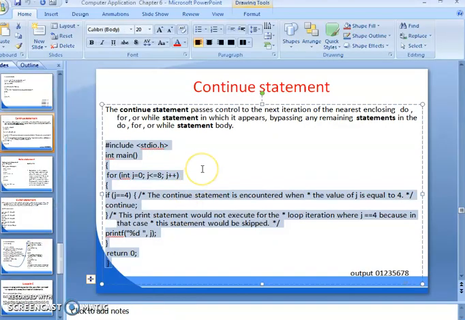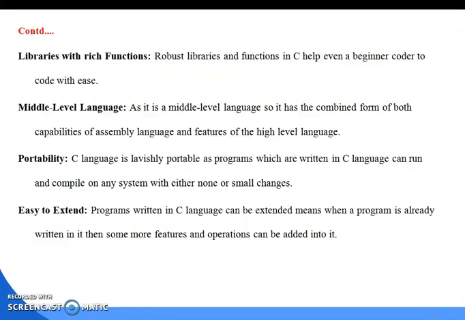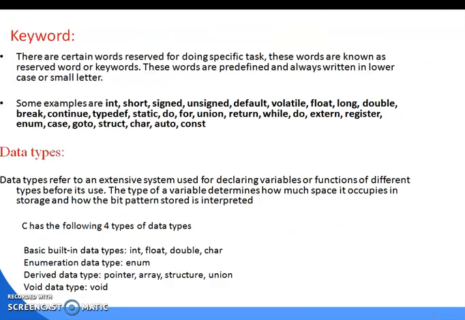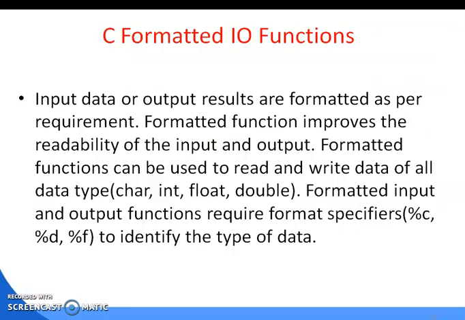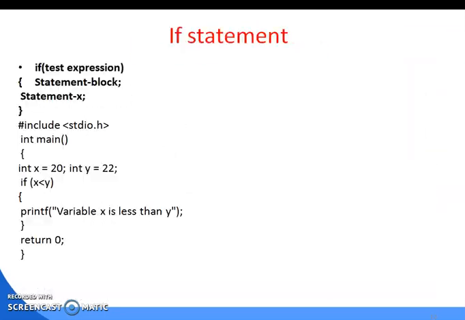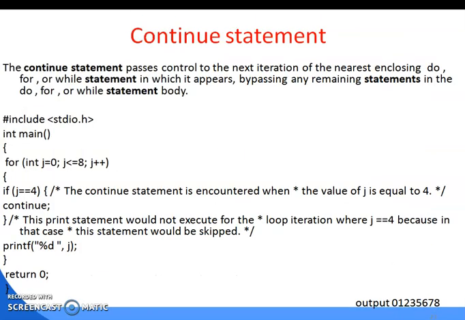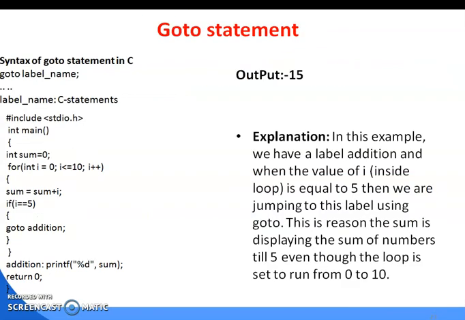Okay, so next, after the continue statement, is the goto statement. What is the goto statement? The syntax of goto statements in C is: goto label_name; statement. That means here labels are used.